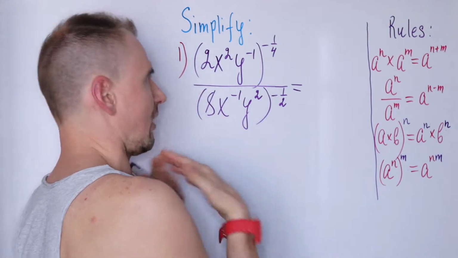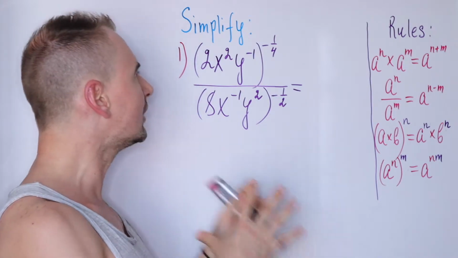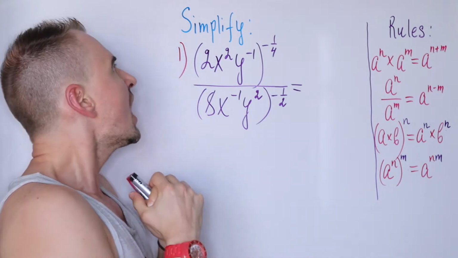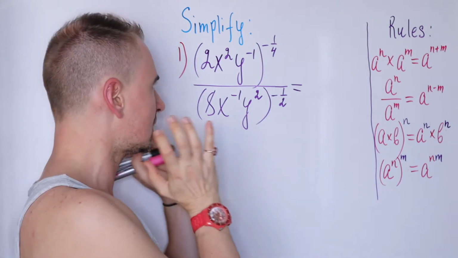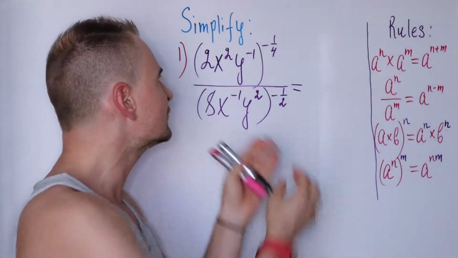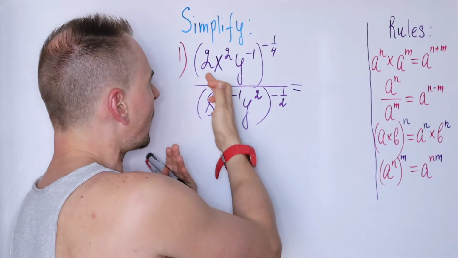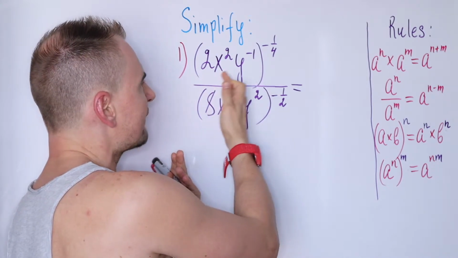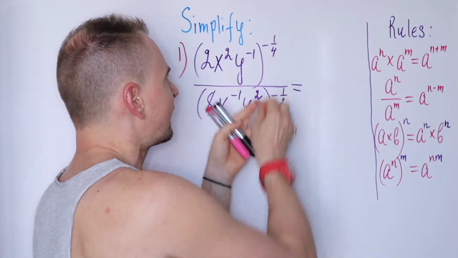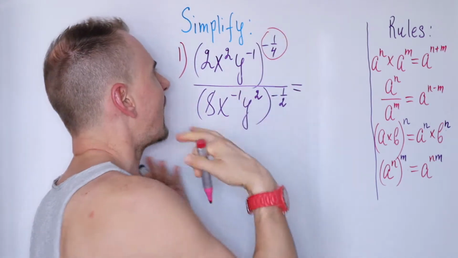Let's take a look at the first one. Looks spooky, looks bulky, and it needs to be simplified. First of all, let's simplify within top and within bottom separately, since you have something raised to a power, and this something is a product of three factors. You have a number and another two terms, x to the power, y to the power, and you have this negative quarter, a negative quarter. This is your outside power.